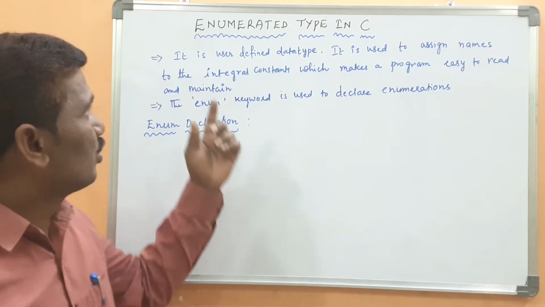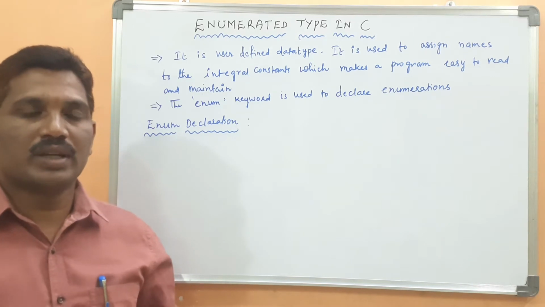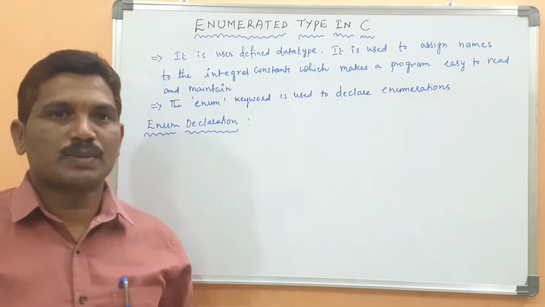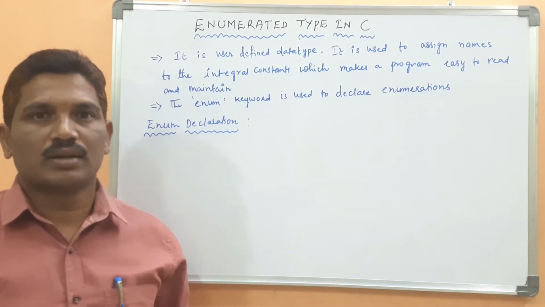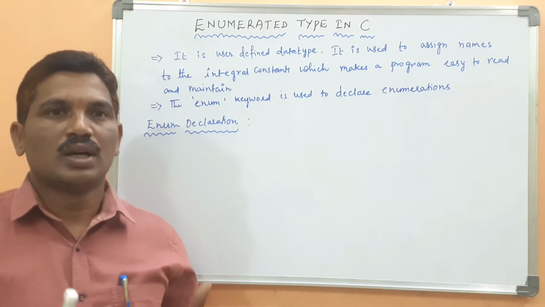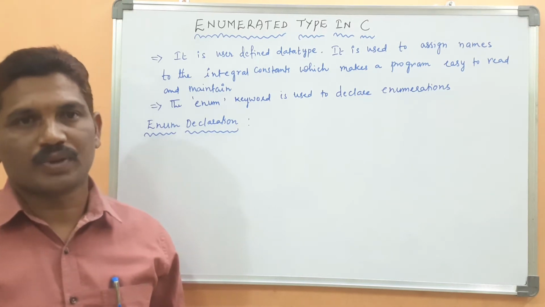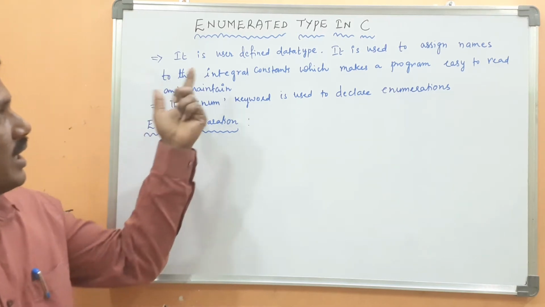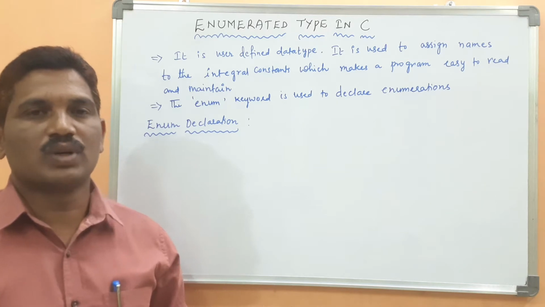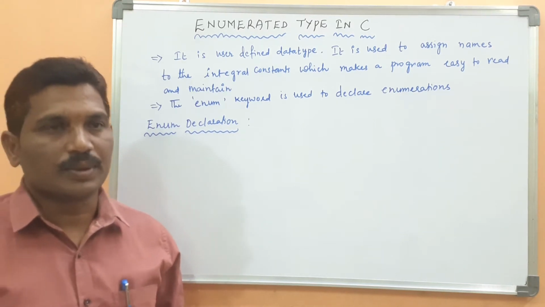I am going to explain about the enumerated type, or enum keyword, in C programming. In the last class, I explained the union concept in C programming, and also the differences between structure and union. Today, the enumerated type is also called a user defined data type. Now, what is the use of the enumerated type? We will see in the example.